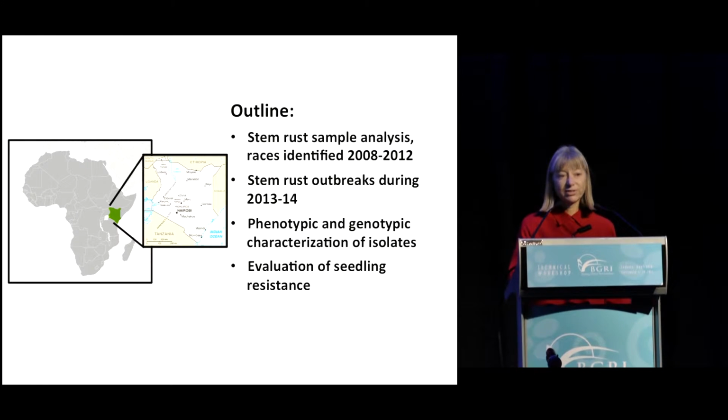The outline for this presentation is in 4 sections. The first 2 sections provide background information on stem rust sample analysis and races identified between 2008 and 2012, and a description of the stem rust outbreaks that occurred in Kenya during 2013 and 14 on varieties that had previously been resistant in the field. The next 2 sections present our results of phenotypic and genotypic characterization of isolates from 2013 and 14, and evaluation of seedling resistance to the Kenya races.